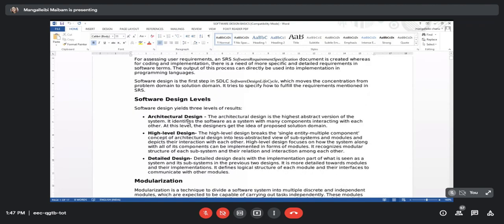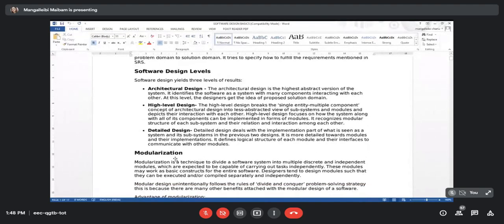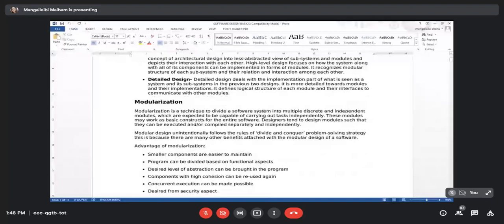So for that, we have three levels of design. We have architectural design, which I have just explained. It is the abstract version of the overall system. High level design will have multiple components, and detailed design will deal with the implementation part, and also it defines each module and its interface to communicate with other modules. So that is detailed design. These are also theories you can go through.